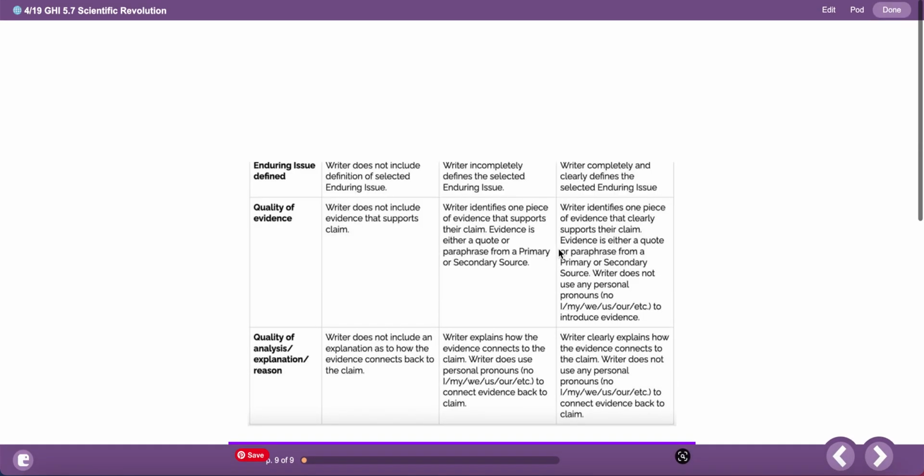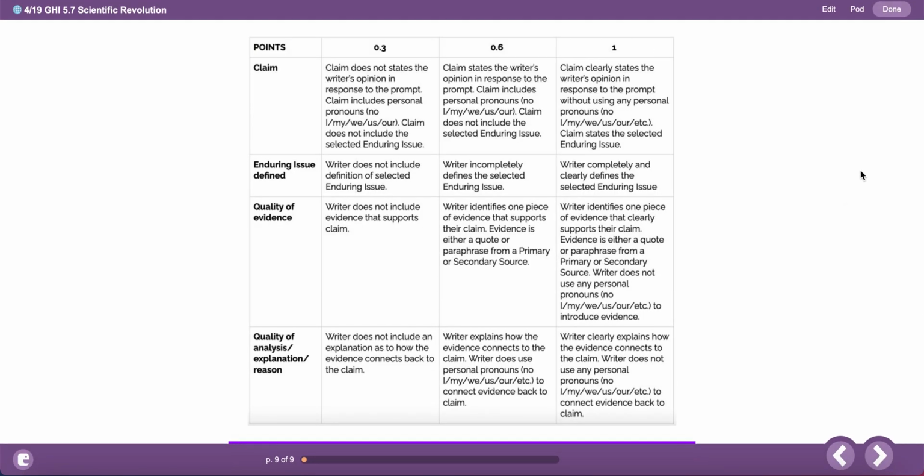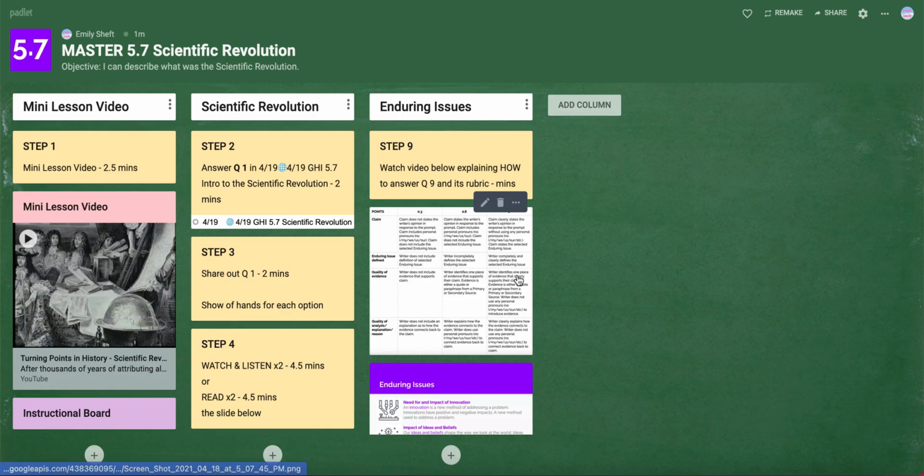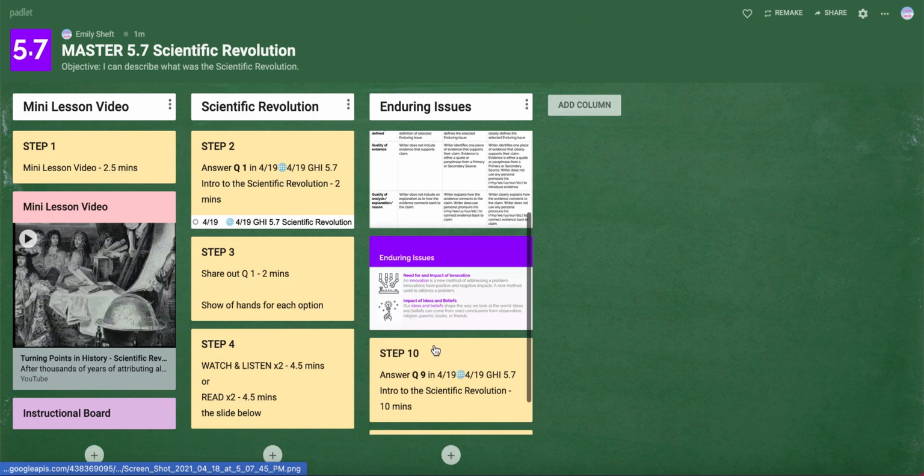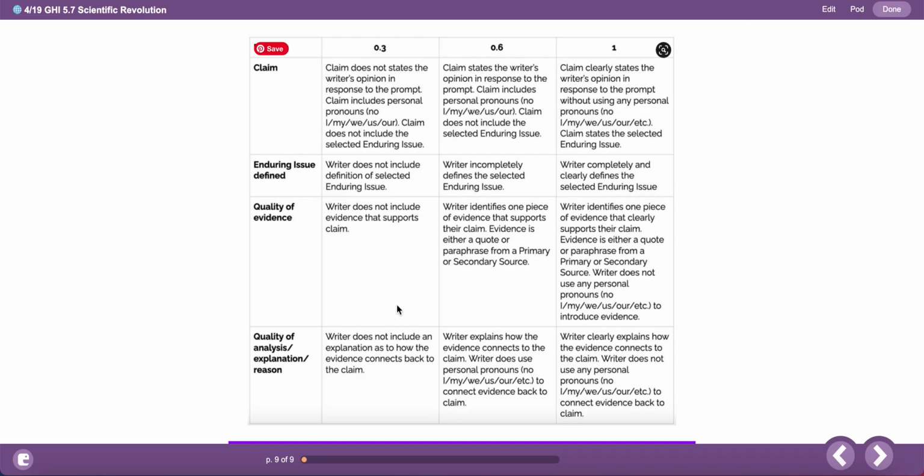Now, it is important that we actually go over the rubric, which is in the pod, but it is also in the Padlet. You have the rubric, you have the enduring issues. Back to the pod. So you have been given a prompt, which is question 9, and you need to respond to that prompt. So to do that, you need to write a claim.